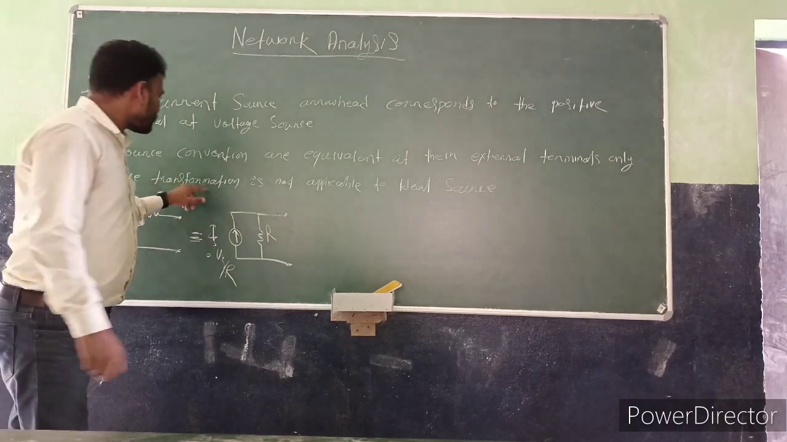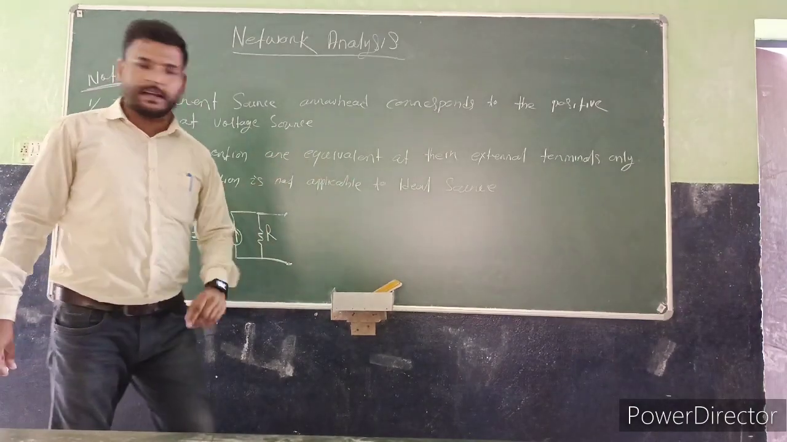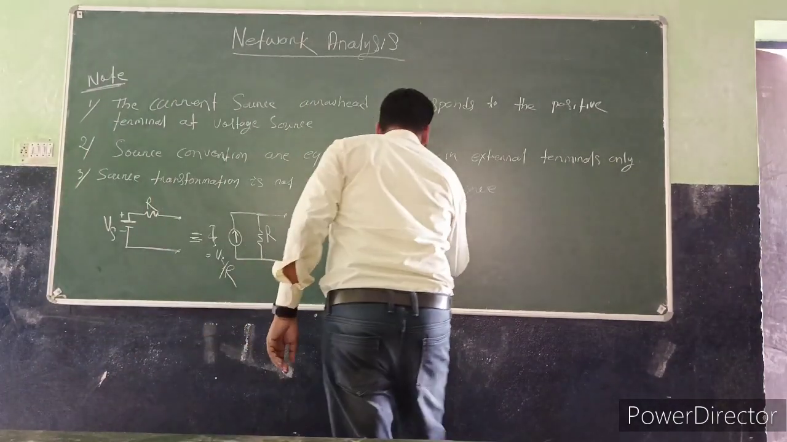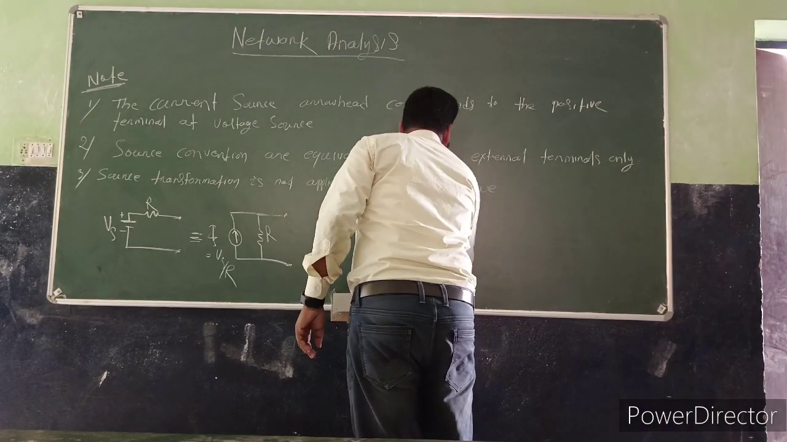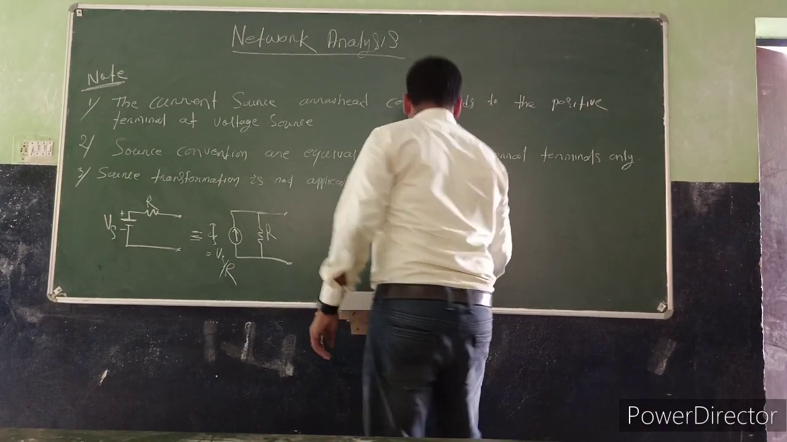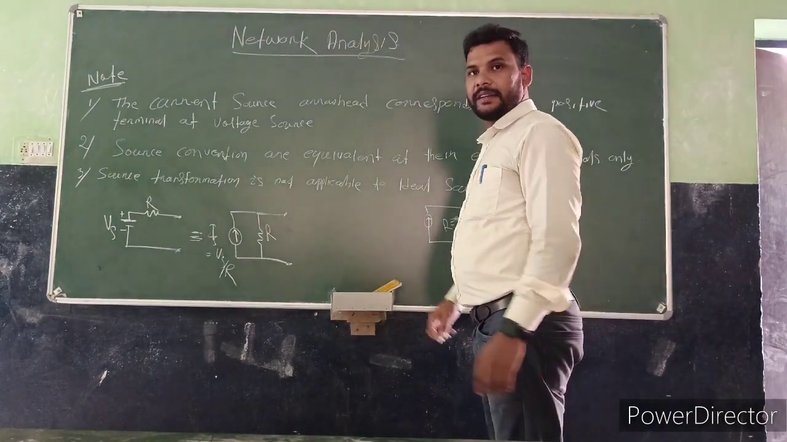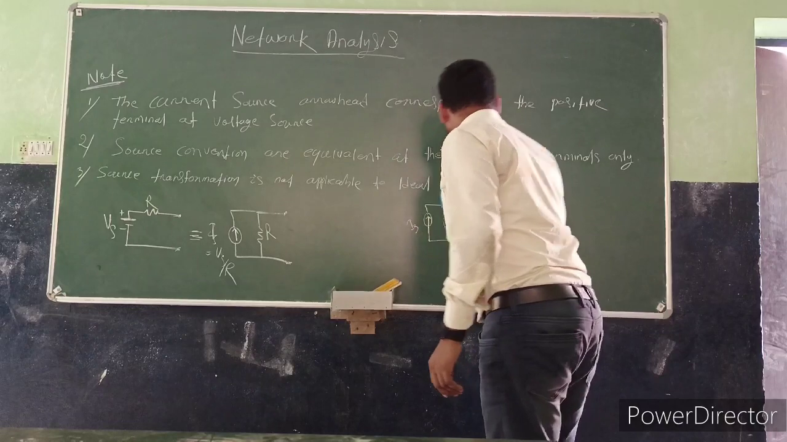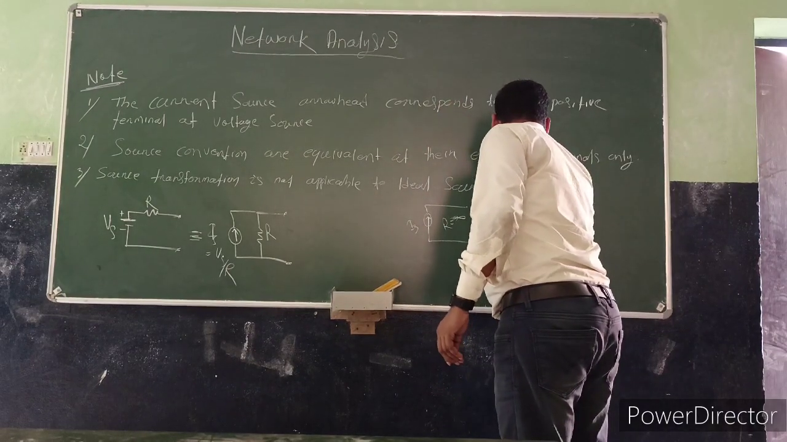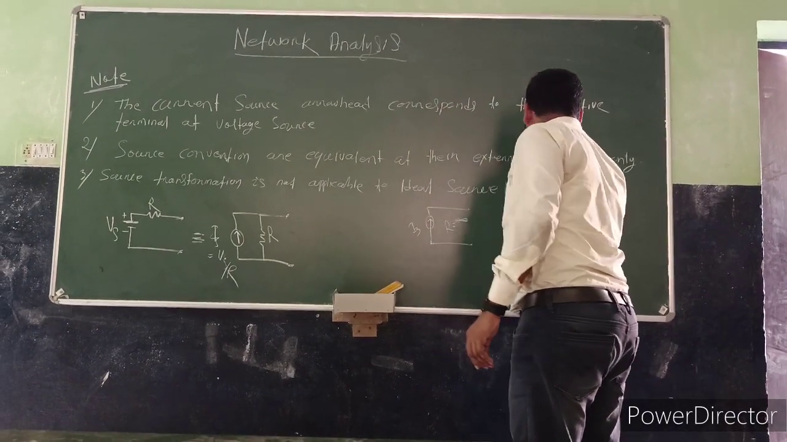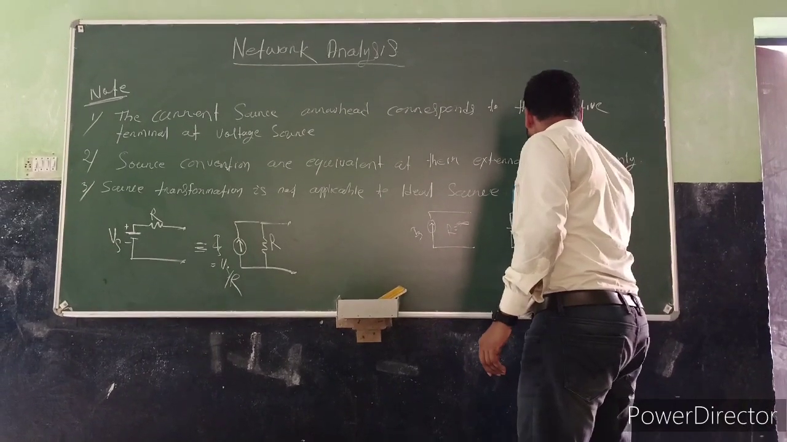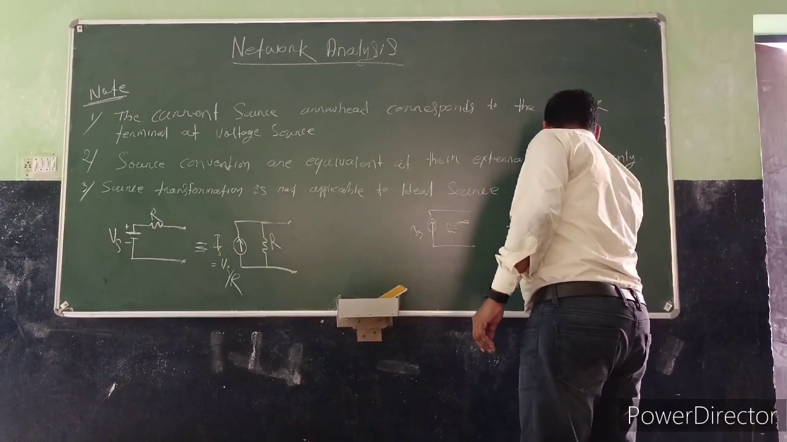Third, source transformation is not applicable to ideal sources. We know what an ideal current source is: a current source having infinite resistance. Here R is equal to infinity. An ideal voltage source has zero resistance, a short circuit. Here R is equal to 0.